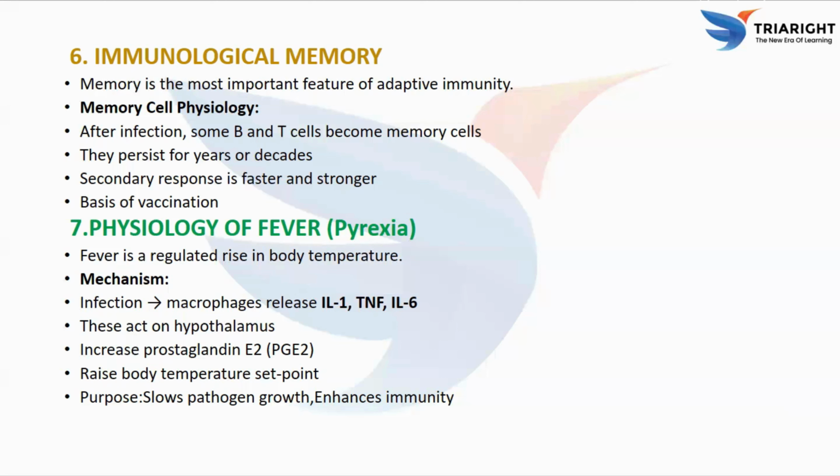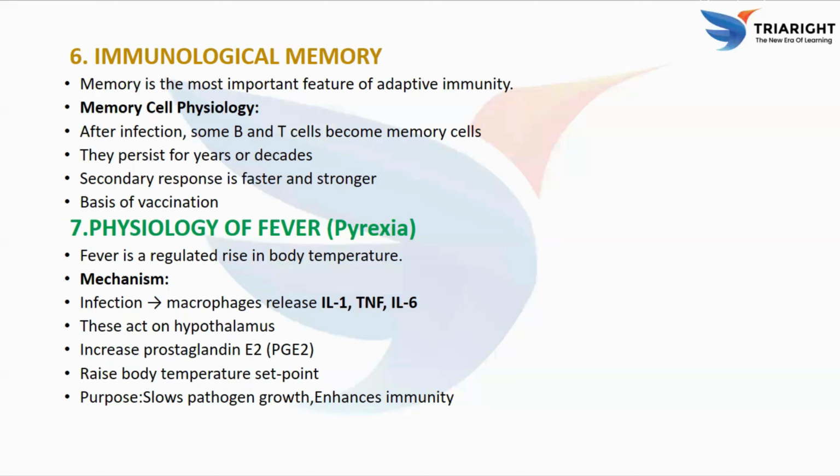And then the physiology of fever, pyrexia. So what is fever? Fever is a controlled, regulated rise in body temperature. It is not random. The body intentionally increases temperature to fight the infection. So what is the mechanism of fever? Here is a step-by-step process. The first step is infection occurs. Bacteria or viruses enter the body.